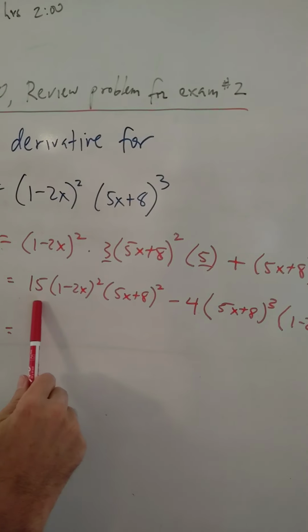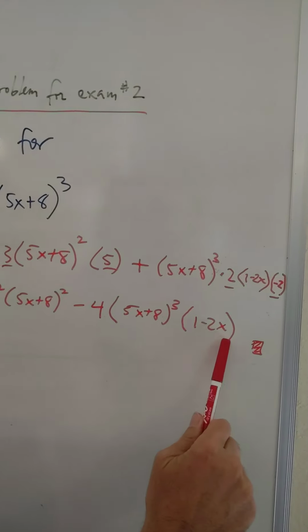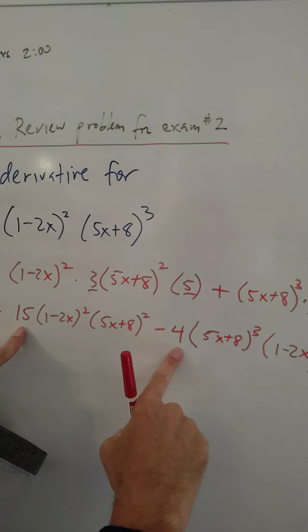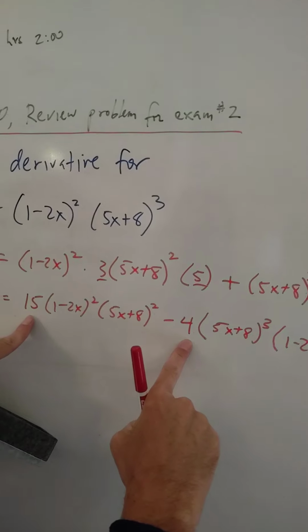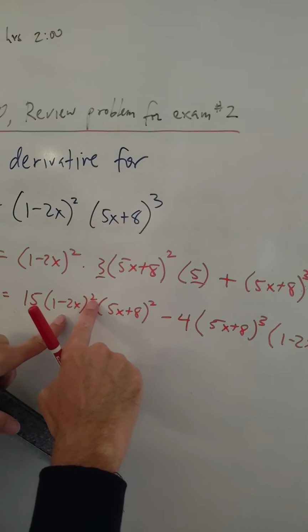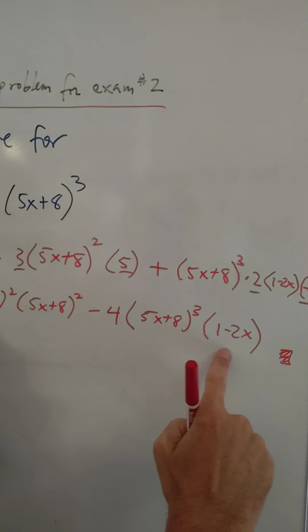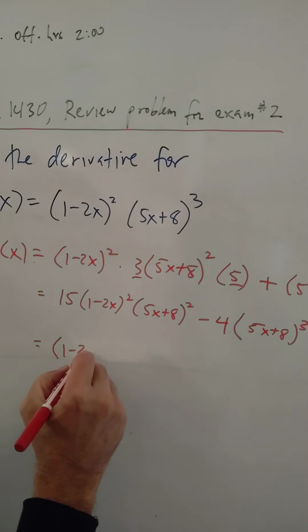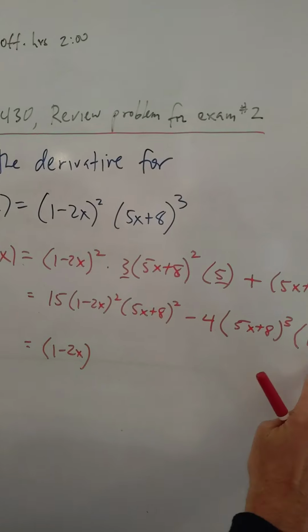So I got 2 terms, this term and this term. So when I look at the numbers, the GCF, greatest common factor, is 1. So there's nothing to pull out there. Here I've got 1 minus 2x appearing twice, and here in the other term it appears once. So the GCF, you always pick the smaller exponent, 1 minus 2x. It goes into both of these.